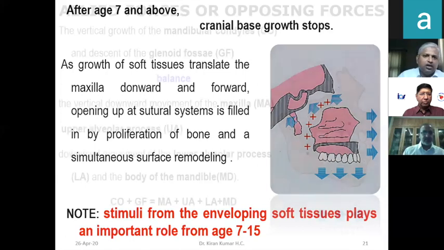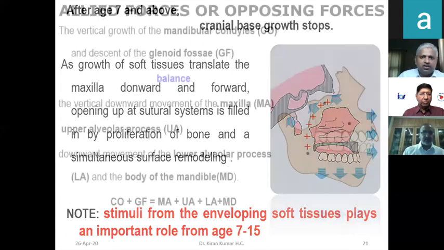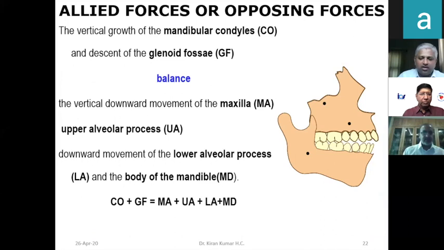The vertical growth of the mandibular condyles and the descent of the glenoid fossa balance the vertical movement of the lower limb process and the body of the mandible. This is very well explained by allied forces or opposing forces by J.F. Scudi. In his classical articles, he explains in detail the role of these allied forces or opposing forces, also known as growth forces.